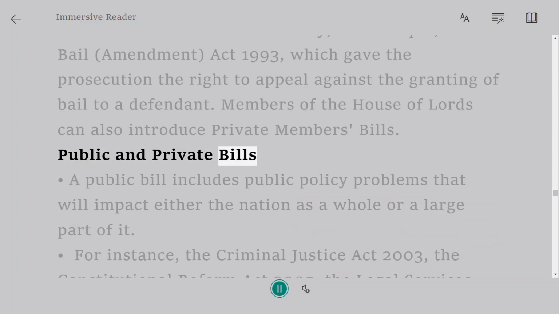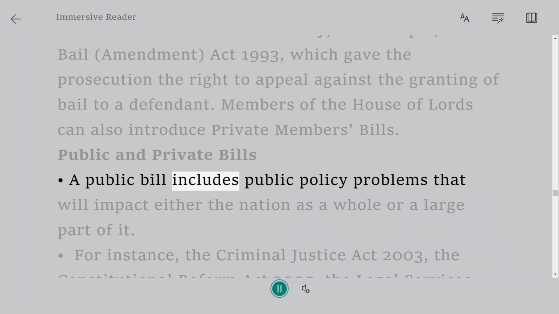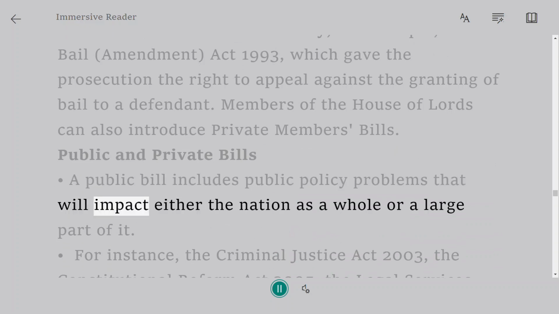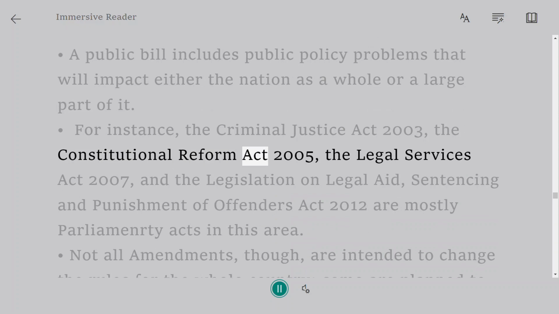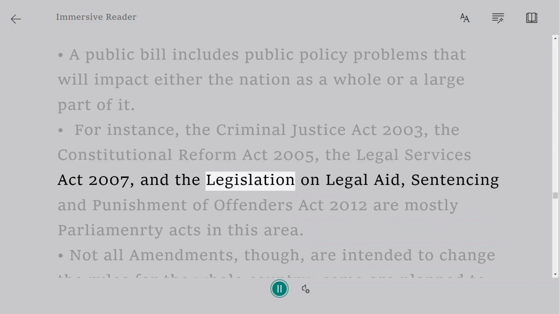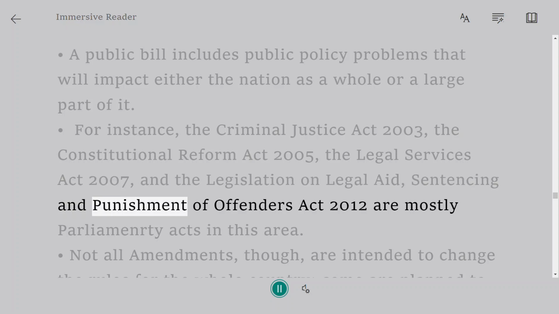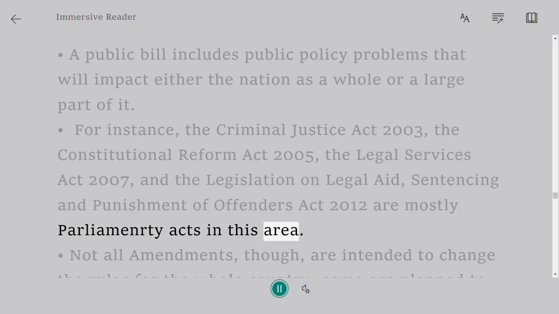Public and private bills. A public bill includes public policy problems that will impact either the nation as a whole or a large part of it. For instance, the Criminal Justice Act 2003, the Constitutional Reform Act 2005, the Legal Services Act 2007, and the Legal Aid, Sentencing and Punishment of Offenders Act 2012 are mostly parliamentary acts in this area.